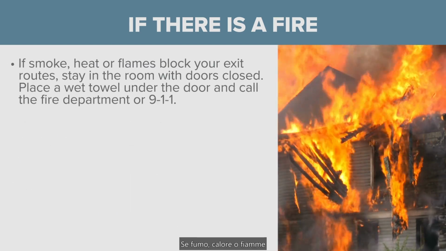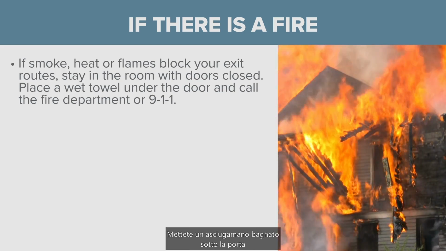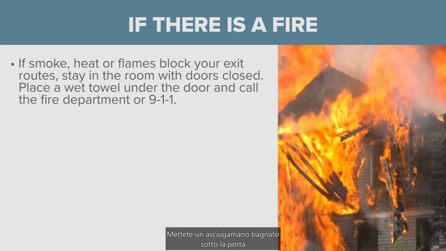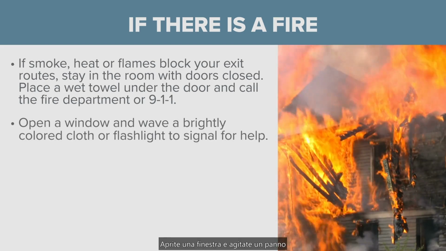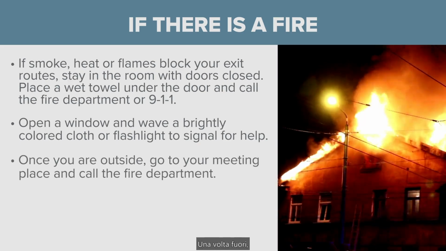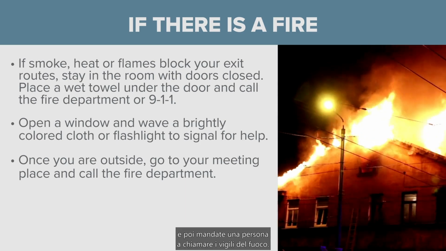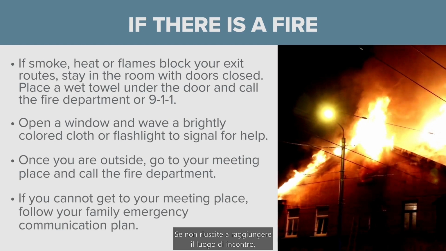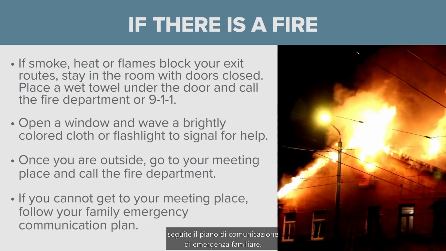If smoke, heat, or flames block your exit routes, stay in the room with doors closed. Place a wet towel under the door and call the fire department or 911. Open a window and wave a brightly colored cloth or flashlight to signal for help. Once you are outside, go to your meeting place and then send one person to call the fire department. If you cannot get to your meeting place, follow your family emergency communication plan.